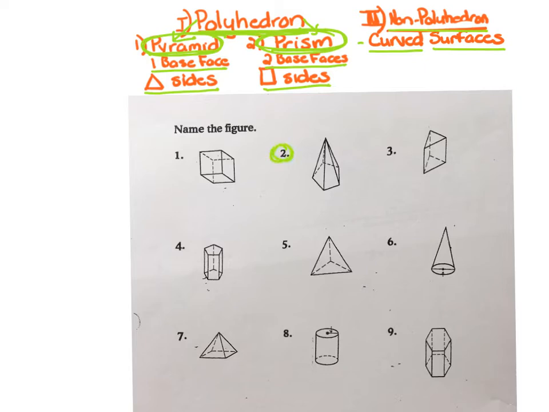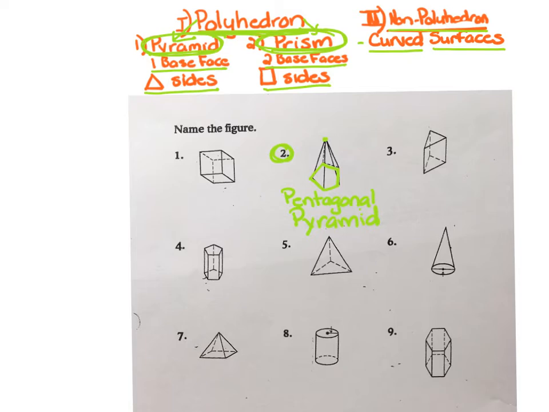As you look at number 2, you'll notice that we have one base face. It's a pentagon. And we come to a vertex point at the top of the solid. So because there's a pentagon on the bottom and only one base face, we would name this pentagonal pyramid. This is a pentagonal pyramid.